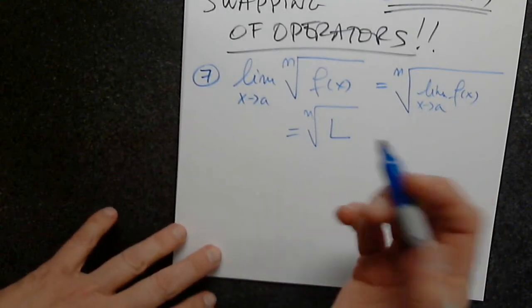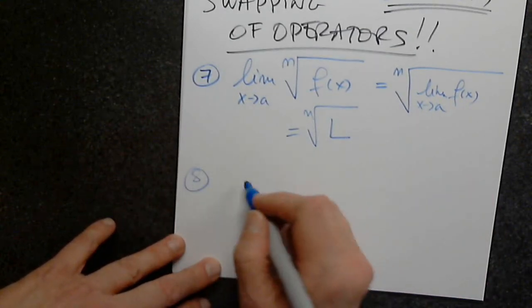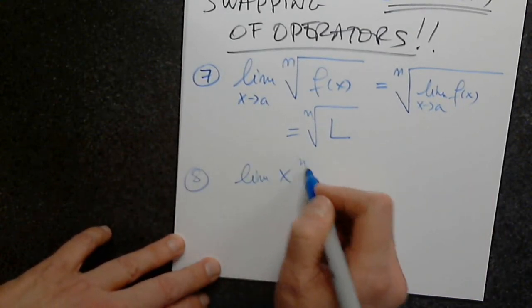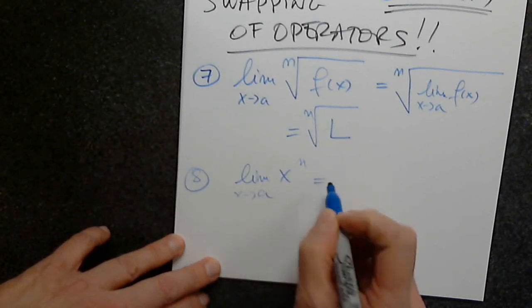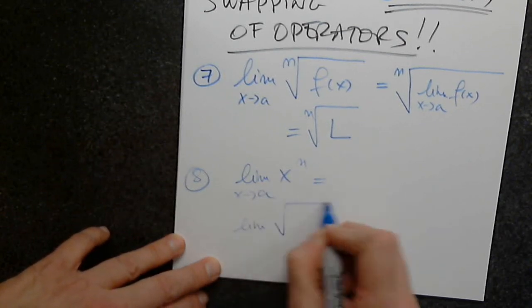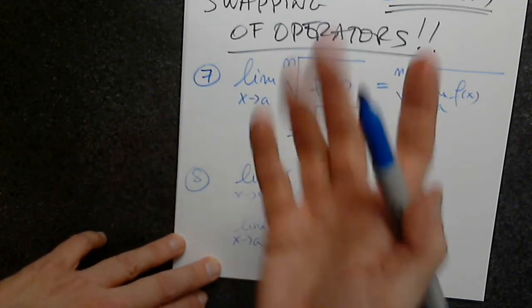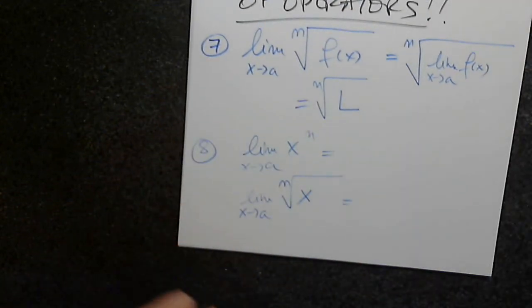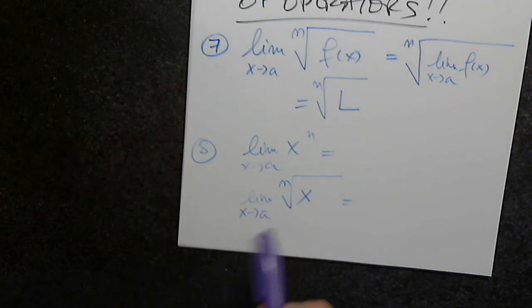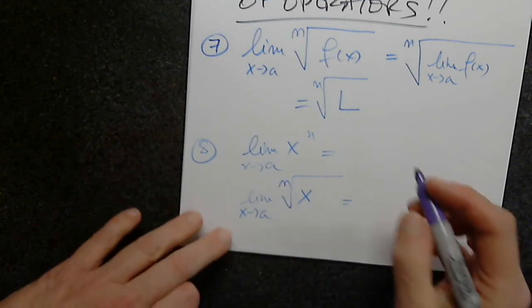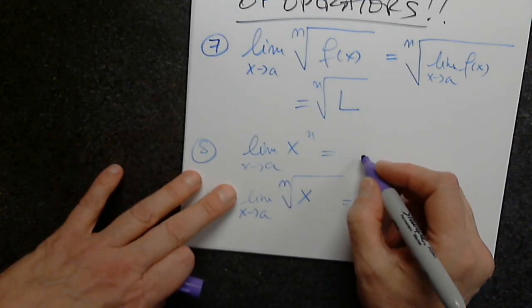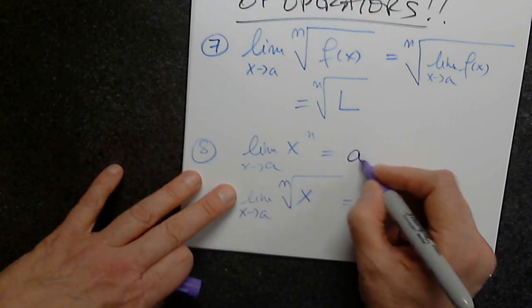Okay, finally, these again should be together. The limit of x to the n as x approaches a, and the limit of the nth root of x as x approaches a. These are special cases of the previous ones. Really, they should not be separate, but it is what it is. So what will you give me as the answer of the first one? Good.